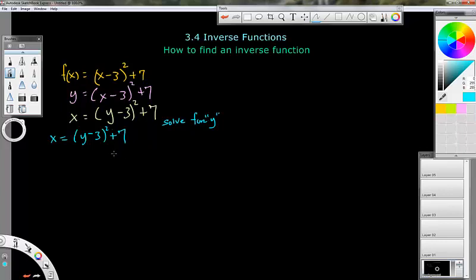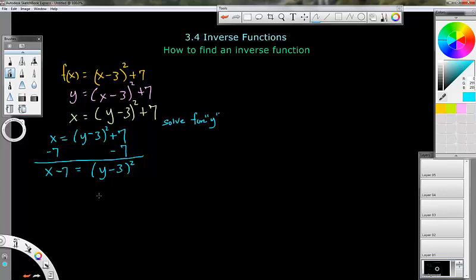All right, so we're going to subtract 7 from both sides. Just try to whittle it down here. So on the left side, I'm going to have x minus 7 equals, and the 7 will be gone over here, so I'll just have, in parentheses, (y minus 3) squared. And I have to get y by itself.